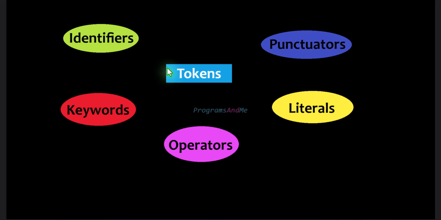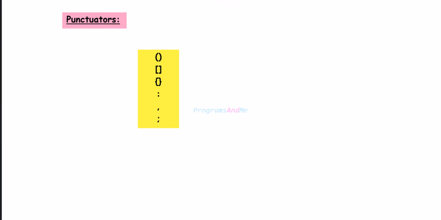We were discussing tokens. Next in that, let's talk about punctuators. The symbols which we use in our Python program are called punctuators. These punctuators are helpful to organize the program, to form expressions, and to write statements. Some Python punctuators are parenthesis. Parenthesis is used in a function call, to group expressions, or when we want to define a function.